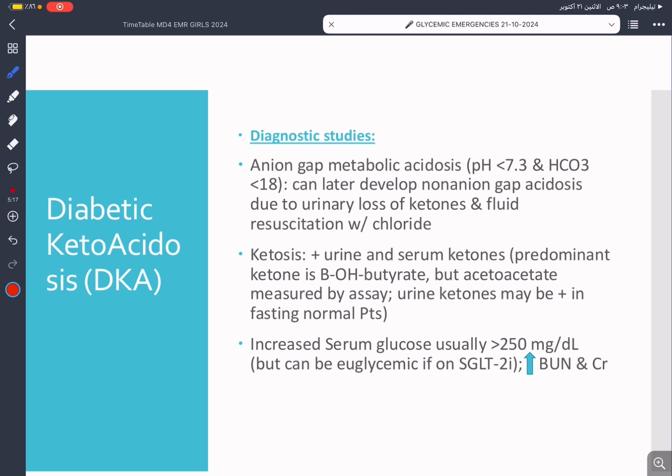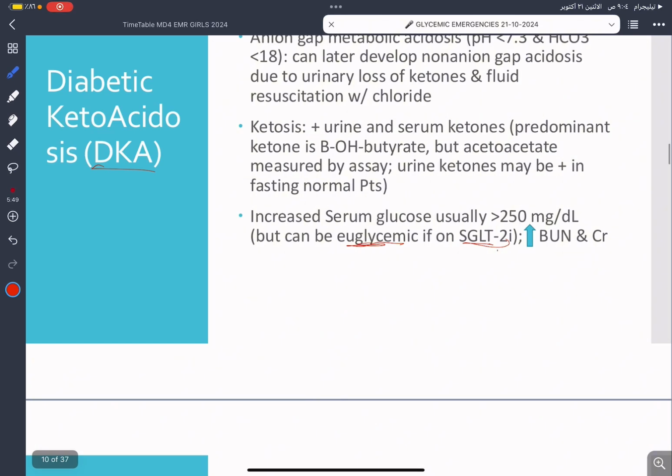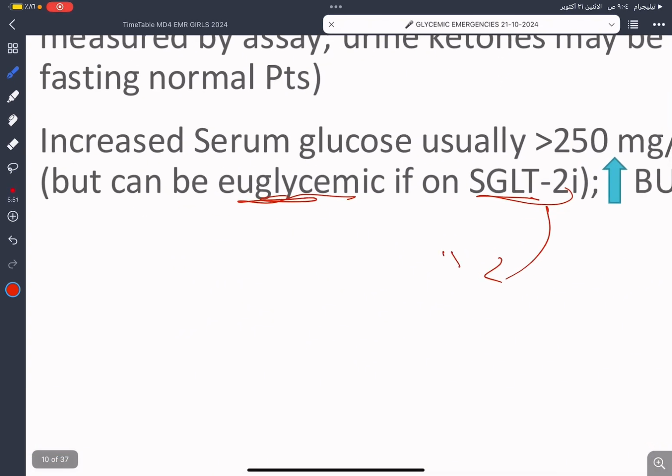One of the side effects of the SGLT2 inhibitor is to cause euglycemic DKA. The patient has a normal blood sugar, but he has DKA in terms of acidosis and ketones in the urine. We commonly see this nowadays because of the introduction of these new medications. So when you check their blood gas, you find metabolic acidosis. You send urine analysis, you find ketones. You check the blood sugar, it's normal. And when you take more details about the medication history, you find the patient is on one of these medications.